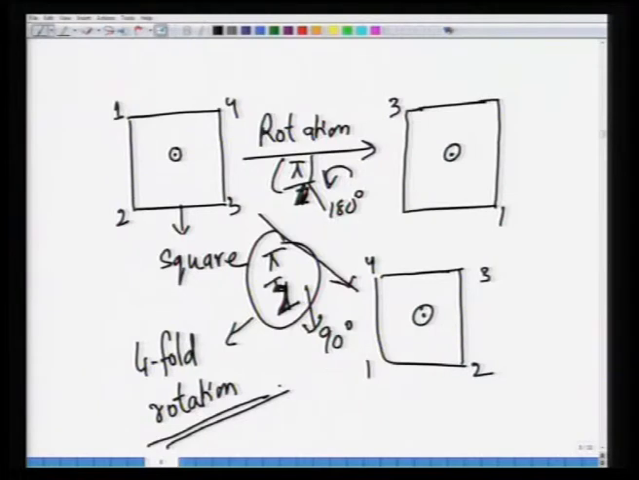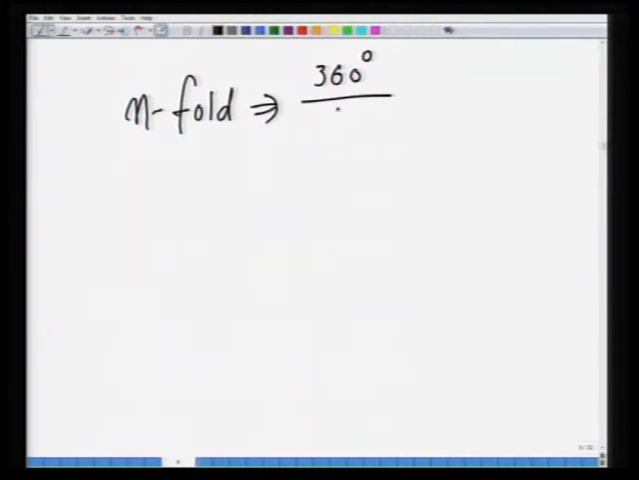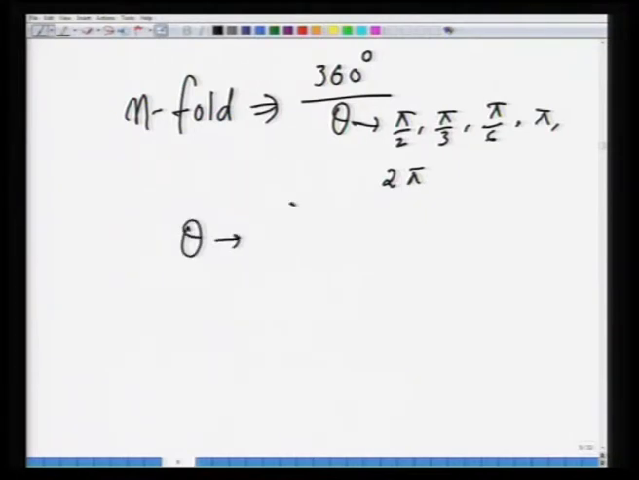So, as we looked earlier, the rotation axis is defined as n-fold, which would mean 360 degrees divided by theta, and that theta could be pi by 2, it could be pi by 3, it could be pi by 6, it could be pi or 2 pi, or alternatively this angle theta would be 360 degrees divided by n.